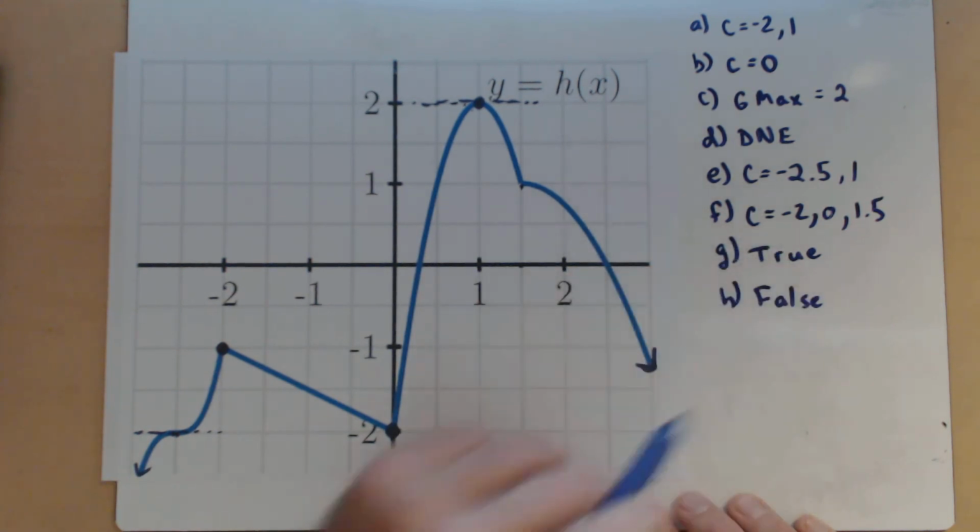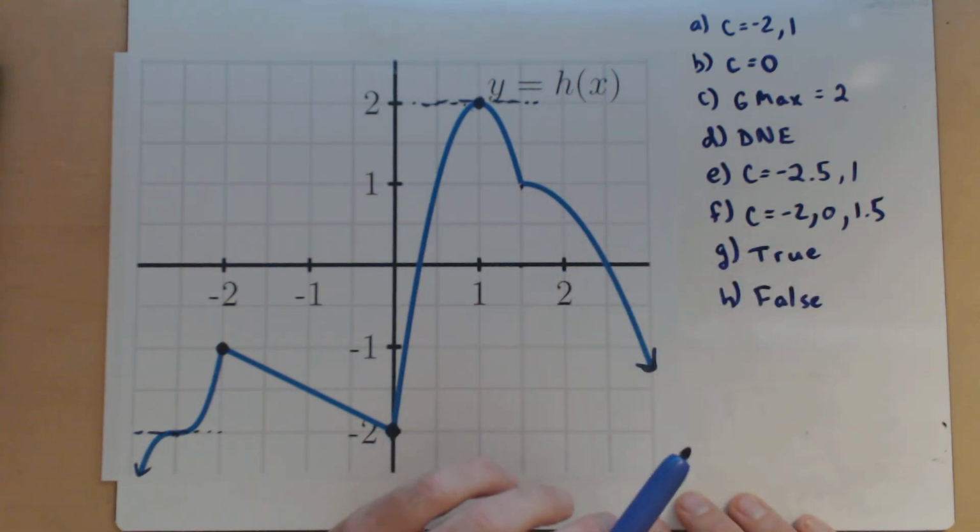So just because the derivative is 0 or does not exist does not mean we have a local max or a local min. We saw that the reverse is true. If we have a local max or a local min, then the derivative is either not going to exist at that point or be 0.